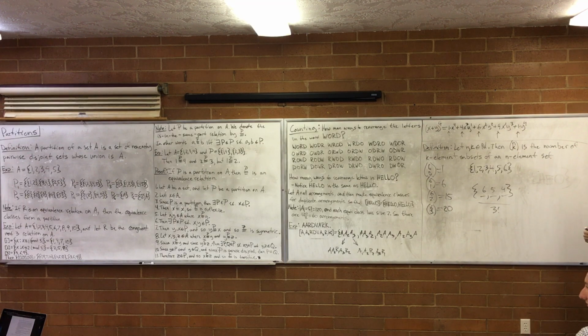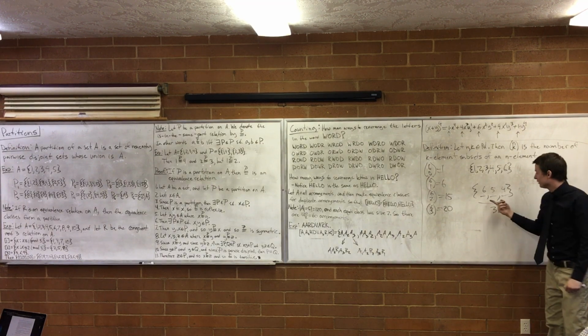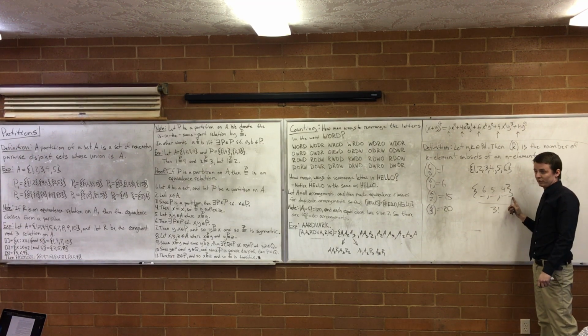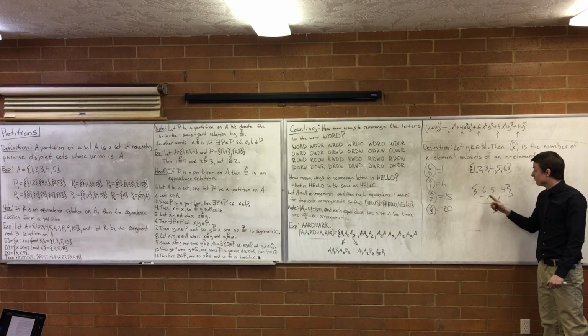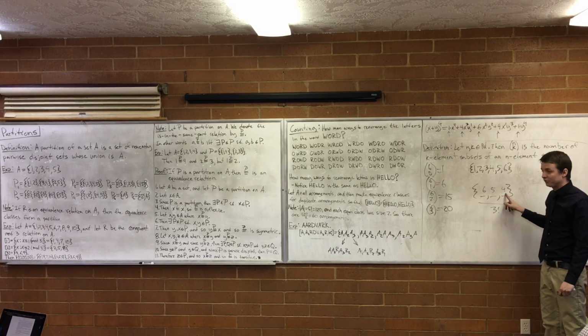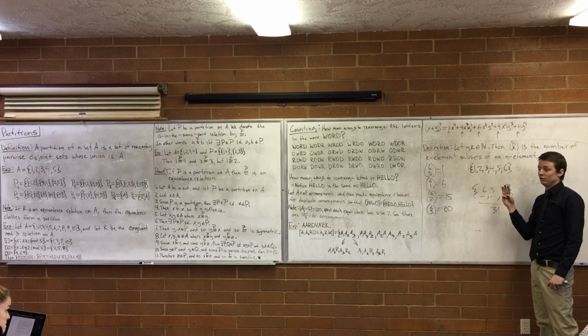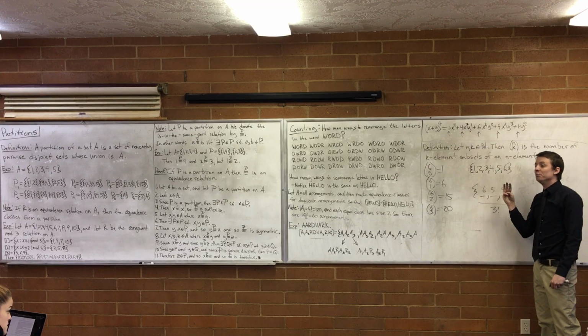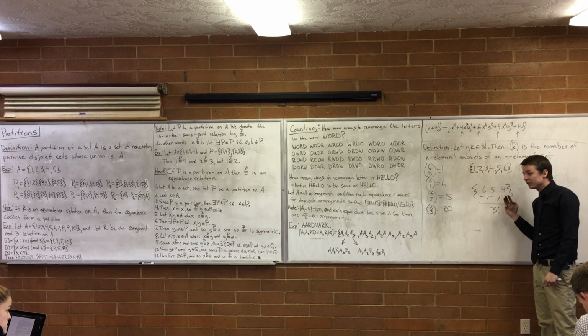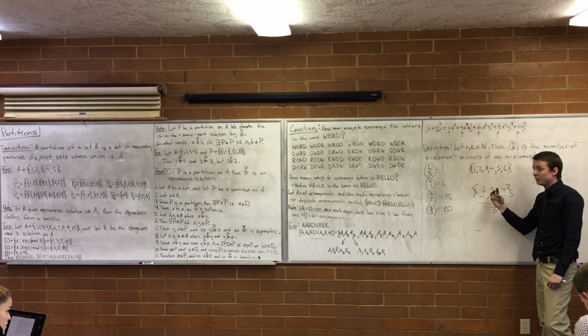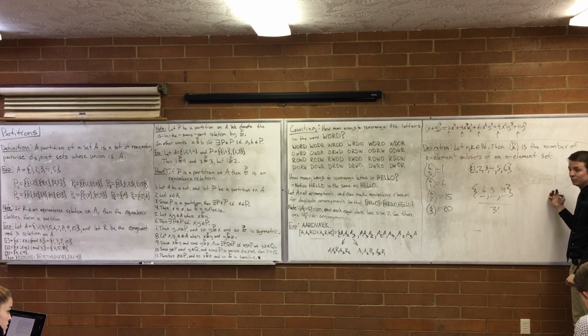Wait, why divided by 3 factorial? Because sets don't care about order. When we do 6 times 5 times 4, we counted how many 3-element lists we can make. But with sets, order doesn't matter. So we divide by how many of those gave us the exact same elements, just in different order. And that was 3 factorial.